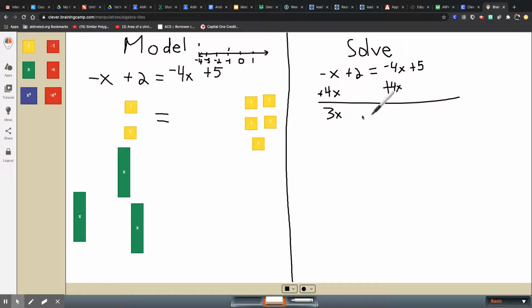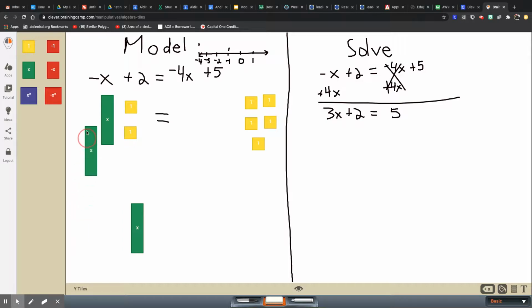So positive 3x plus 2 is equal to, these x's canceled out, right? We got rid of them. So all I have left is 1, 2, 3, 4, 5. So I'm left with 3x plus 2 equals 5. Let me move these up so you can see them better. 3x plus 2 equals 1, 2, 3, 4, 5. All right, so we canceled out the x's from one side of our equal sign.